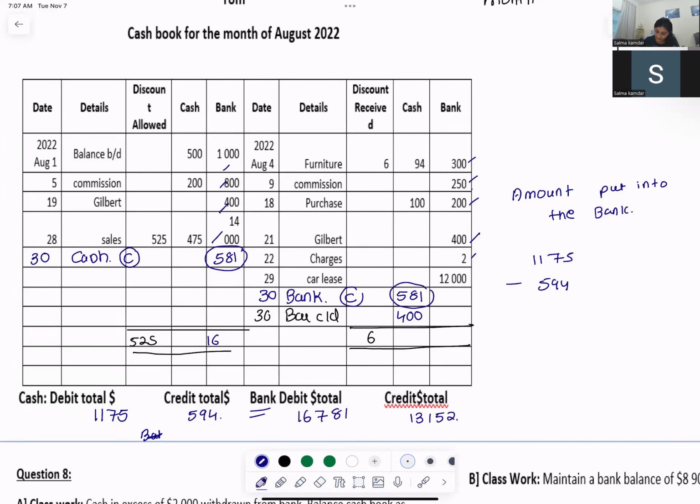Write the debit total on both the sides, 16,781, 16,781. From that, you will subtract 13,152. So you are going to get 3629 as your balance closed down. And the same will be your balance brought down on the first date of the next month.